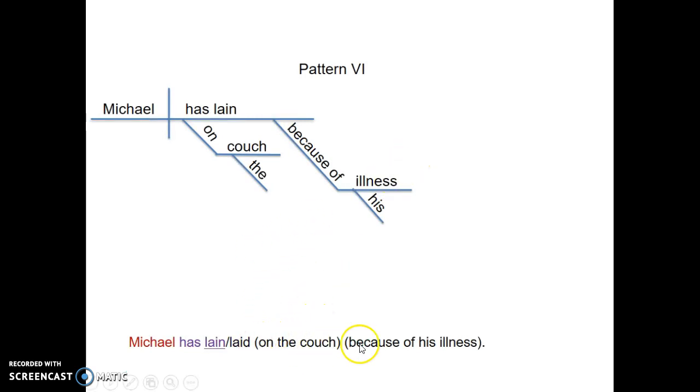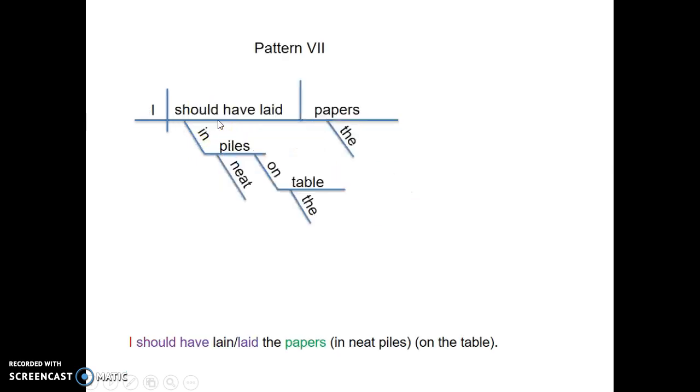Eliminate your prepositional phrases, and we can see immediately that there's no direct object. So we're going to use the intransitive lain. Michael's our subject, has lain is the verb. Where? On the couch is our first prepositional phrase, and why? Because of his illness is the second prepositional phrase. Subject, intransitive verb, pattern 6.